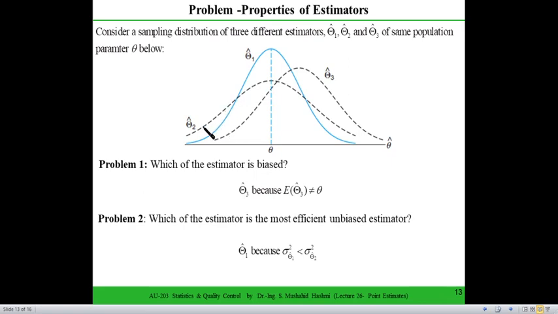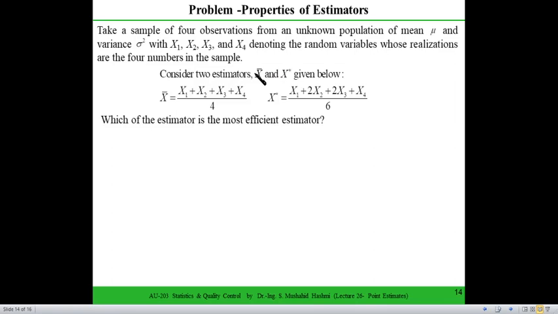Theta 2 also satisfies two conditions, but compared with theta 2, theta 1 has minimum variance, whereas theta 2 has more variance. So that's why theta 1 is the good estimator, the best estimator here, the most efficient estimator here. Okay, estimators could be anything.